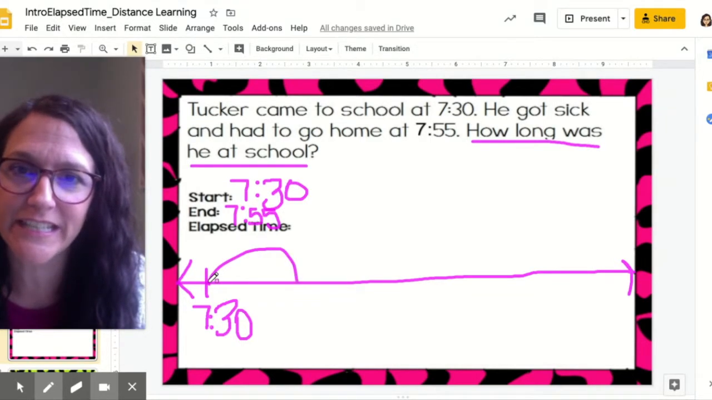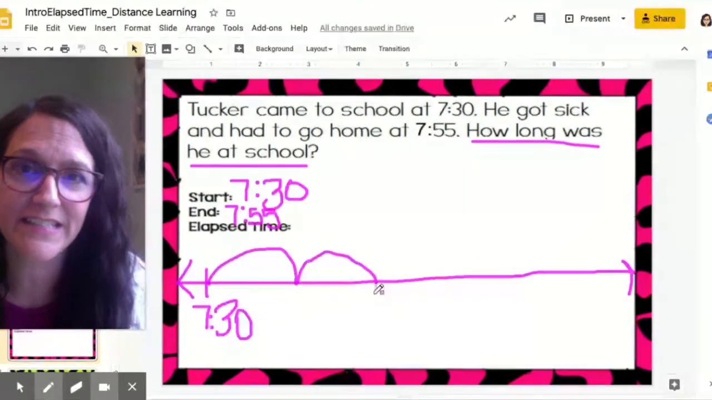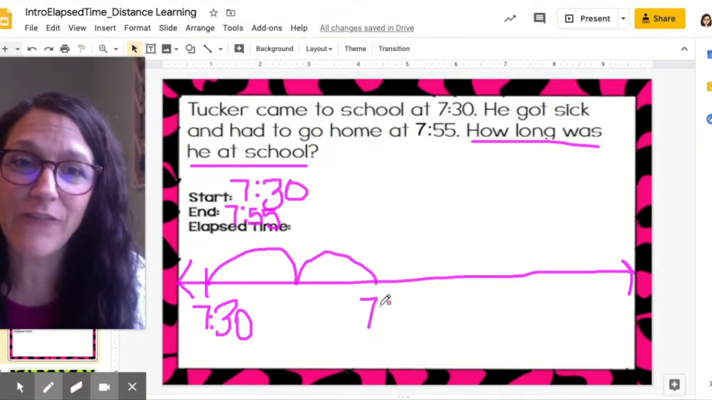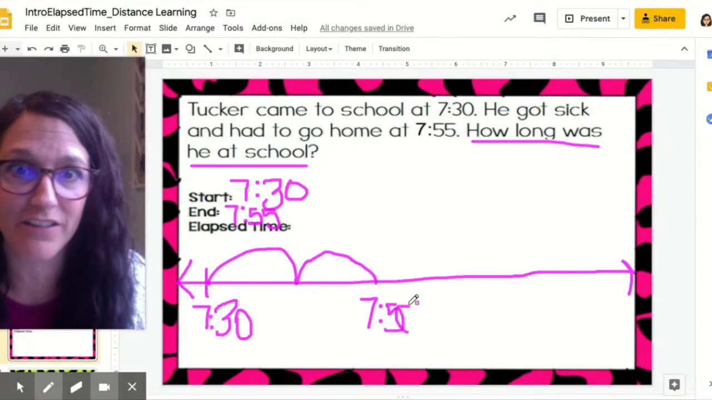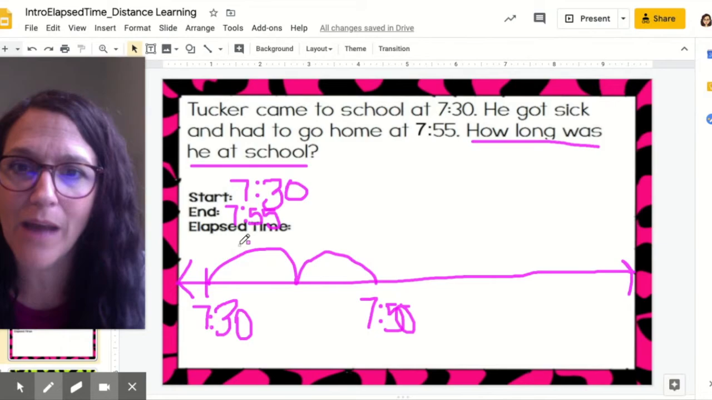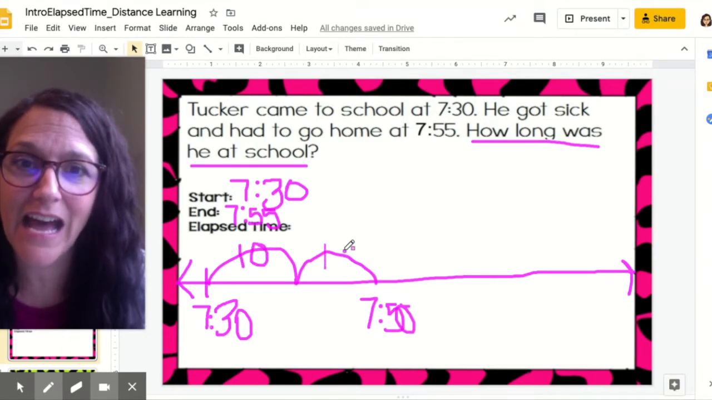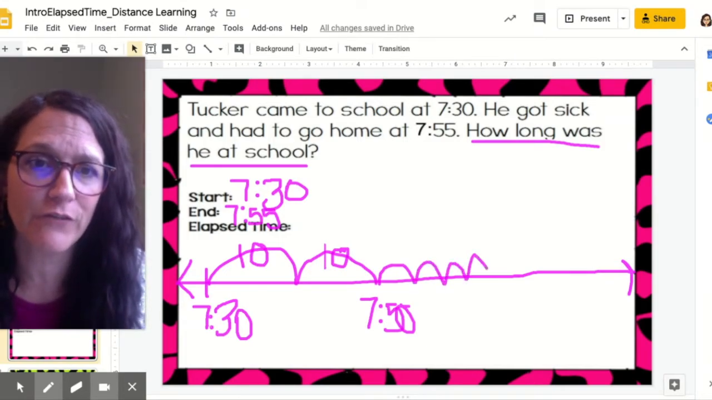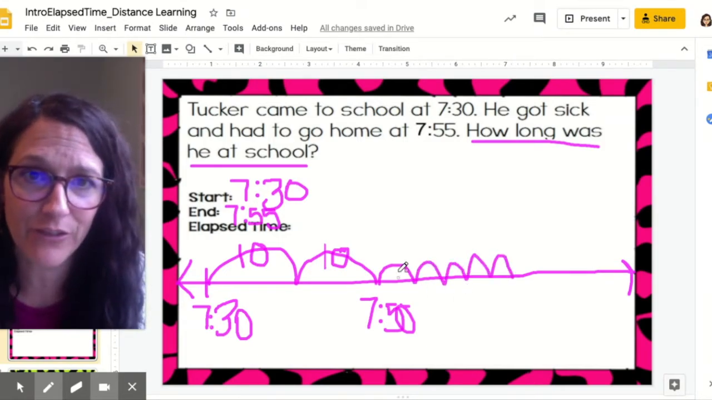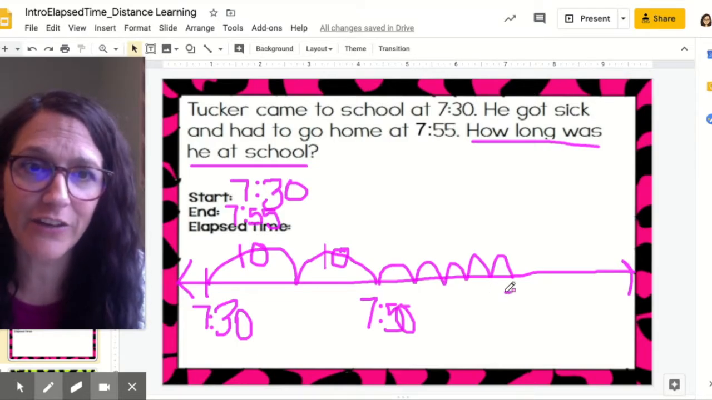7:30 plus 10 is 7:40. 7:40 plus 10 is 7:50. If I try to go another 10, it actually takes me up to 8 o'clock, so that's too far. So I'm going to stop at 7:50, and then I'm going to count by ones until I get to 7:55. 7:50, 51, 52, 53, 54, 55. And there's our end time.